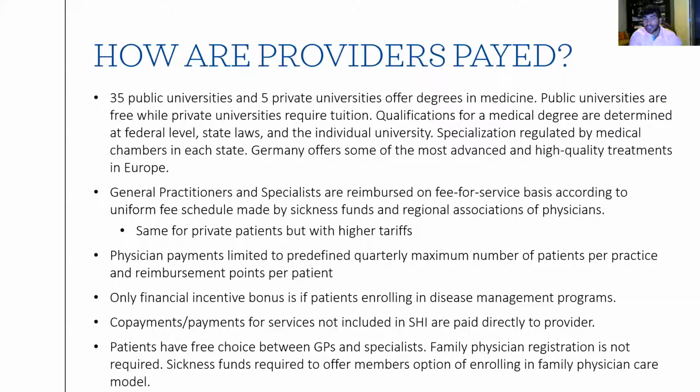So how are the providers paid? First of all, medical education. There are 35 public universities and 5 private universities that offer degrees in medicine in Germany. All the public universities are free, and obviously the private universities require tuition. I think it was around $14,000 per semester. Qualifications for this degree are determined by federal and state laws, and even the individual university. This ensures very high-quality medical degrees.